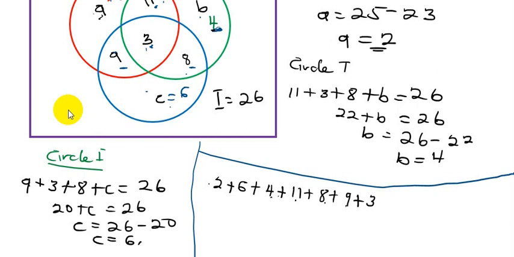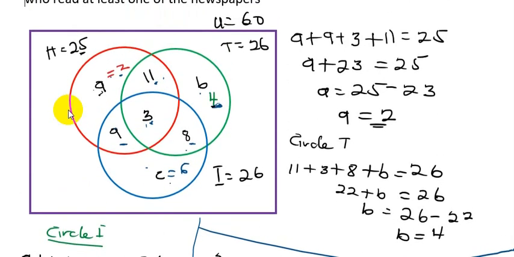Now, 2 plus 6 will give us 8. 8 plus 4 will give us 12. 12 plus this will give us 23. 23 plus 8 will give us 31. 31 plus this will give us 40. 40 plus 3 will give us 43. So it means that 43 people read at least one.